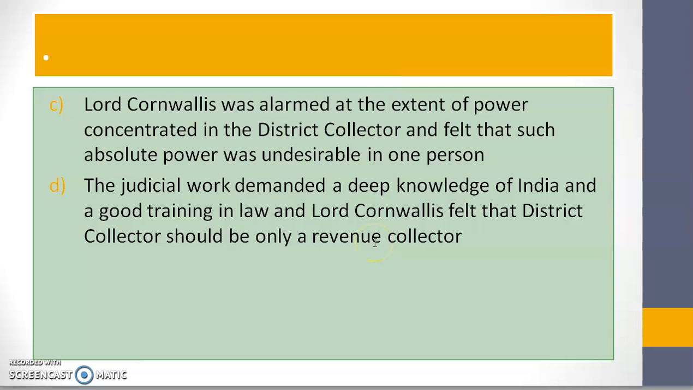Now this question is based on your Cornwallis Code of 1793. This Cornwallis Code is basically based on the concept of separation of power, and by this Code, the collector was made the head of revenue administration and he was divested of all the judicial and magisterial power. And district judge was appointed as the head of judiciary at the district level. And this was done because Lord Cornwallis was alarmed at the extent of power concentrated in the district collector and felt that it was undesirable in one person and could pose a threat to East India Company.